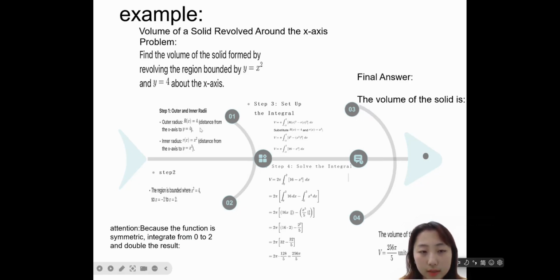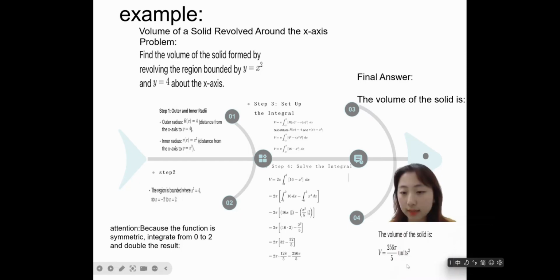We can see that one is 4, one is x squared. Second, we need to find the region that is bounded, and we get x equals -2 and x equals 2. Third, we set up the integral, and fourth, solve the integral, and then we get a final answer. The final answer is this.